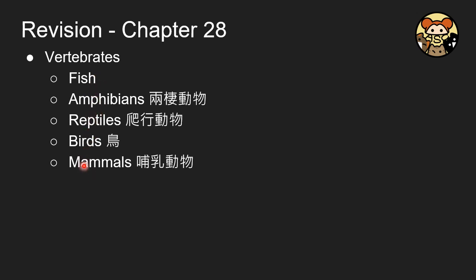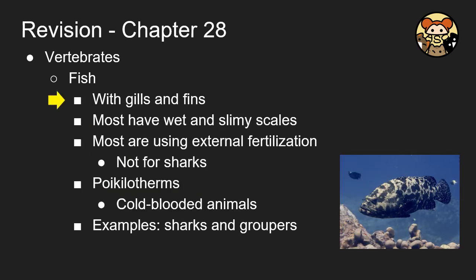And for all these 5, we have to understand the distinguishing characteristics. For fish, that is, it has gills and fins, and mostly they will undergo external fertilization, but not for sharks. So remember, most, which means not all. And they are also known as the cold-blooded animals. However, cold-blooded is not a technical term. Usually we will use this one. However, no one will ever understand this term anymore, so you may just leave it there.